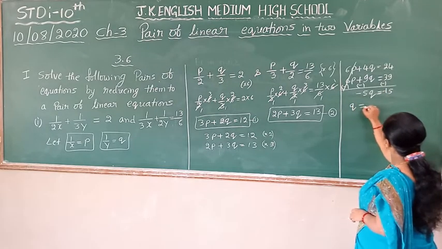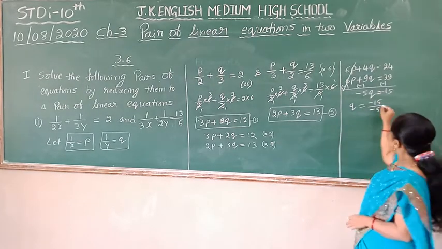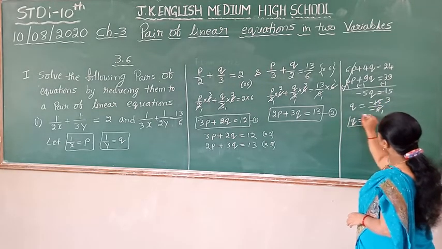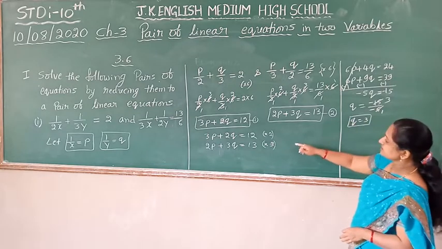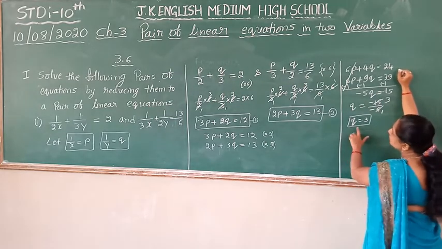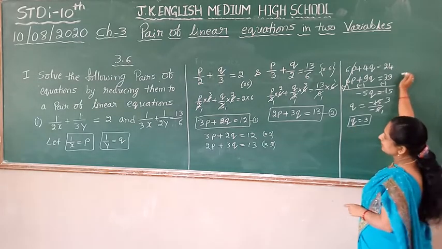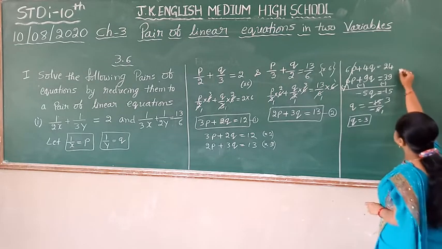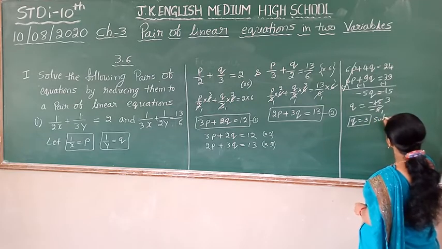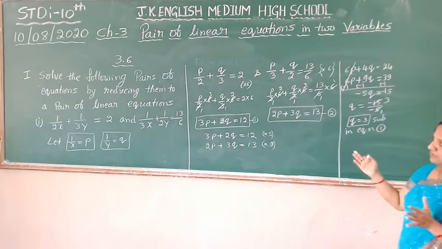Then the q value becomes minus 15 divided by minus 5. Minus divided by minus is plus. 5 threes are 15, so the q value we got is 3. Now in any one of these equations you can substitute this q value 3. Then we can substitute q is equal to 3 in equation 1. In any one of the equations you can substitute, 1 or 2.